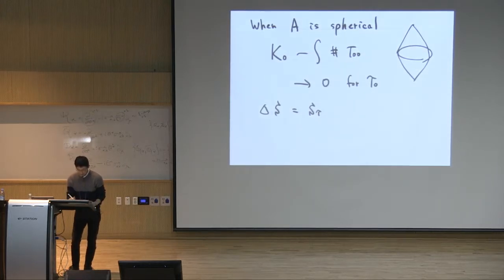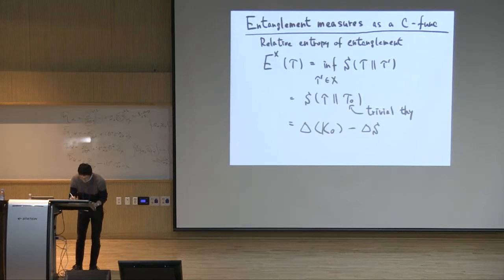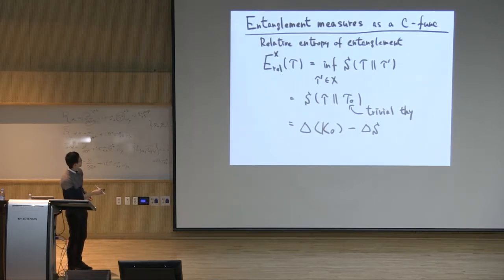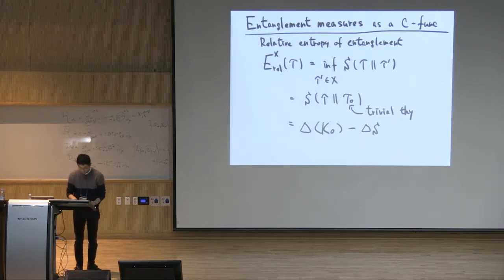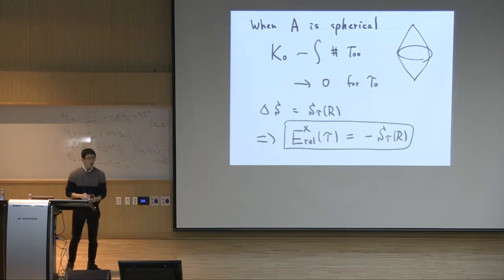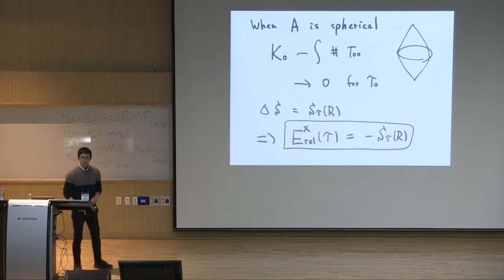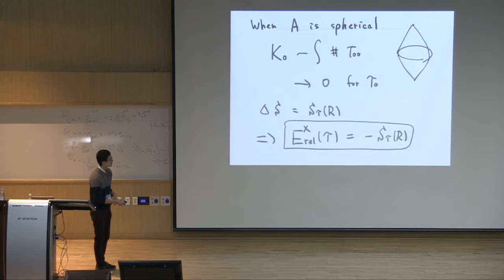Let's suppose that A is a spherical region of radius R. So what we found is that basically the relative entropy, sorry, this is a very confusing notation, so let me change the notation of the relative entropy. I write rel here to distinguish it, with the subscript being the radius of the sphere. The relative entropy of entanglement for a theory T is given by minus the entanglement entropy. So we started with the relative entropy of entanglement, whose definition is highly non-trivial, and with my assumption, you end up with minus the entanglement entropy.